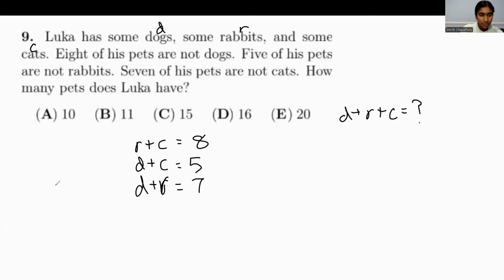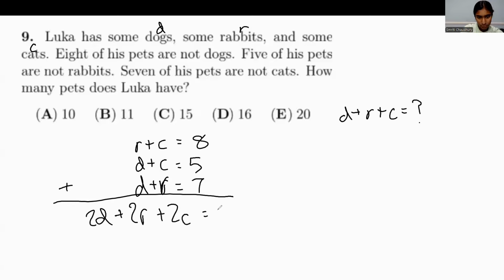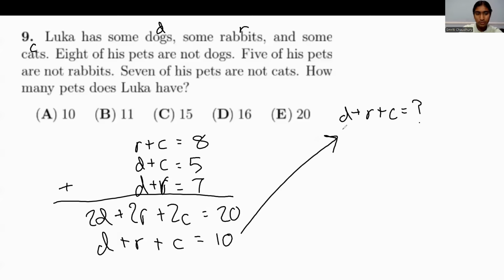So one thing we can do is add up all these equations, which we would end up with 2D plus 2R plus 2C equals 20. And now if we were to divide this whole thing by 2, we would have D plus R plus C equals 10, which is the same thing over here. So Luca has a total of 10 pets, which is A.